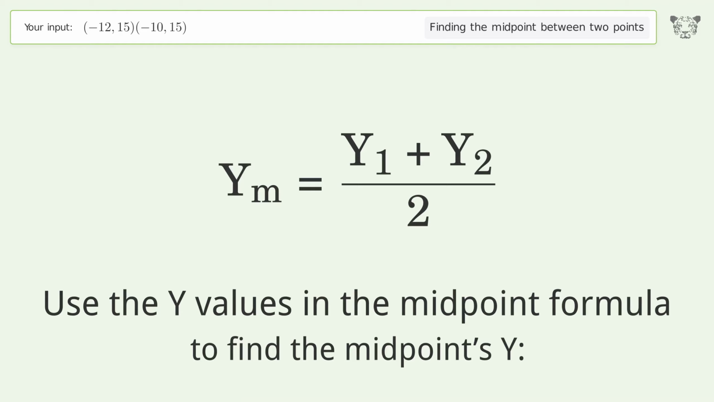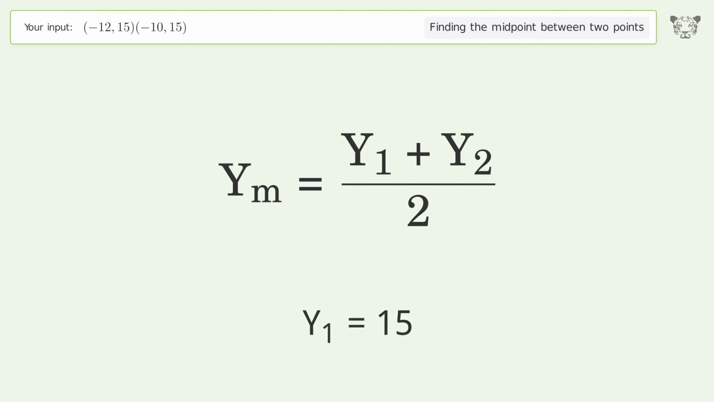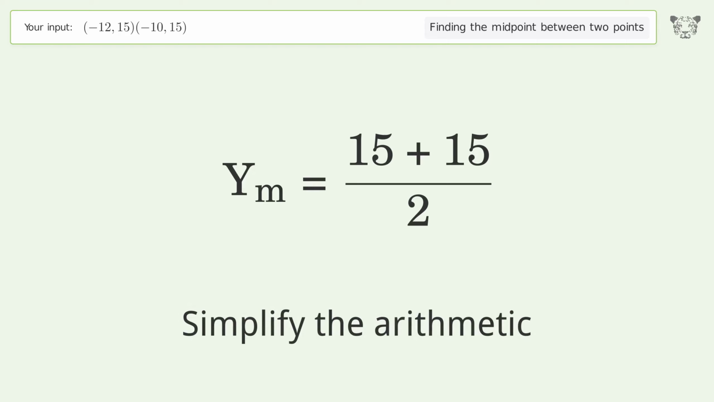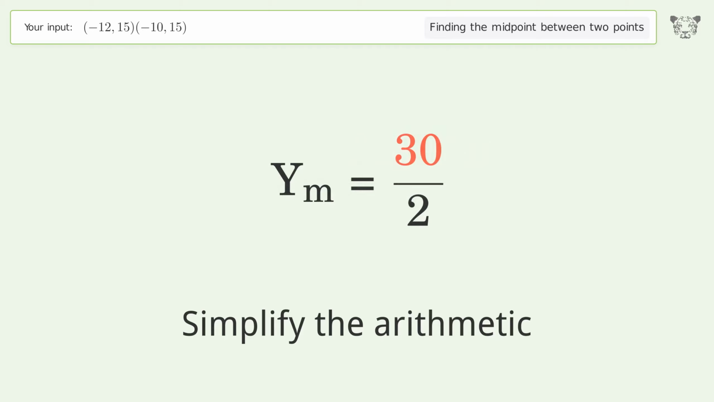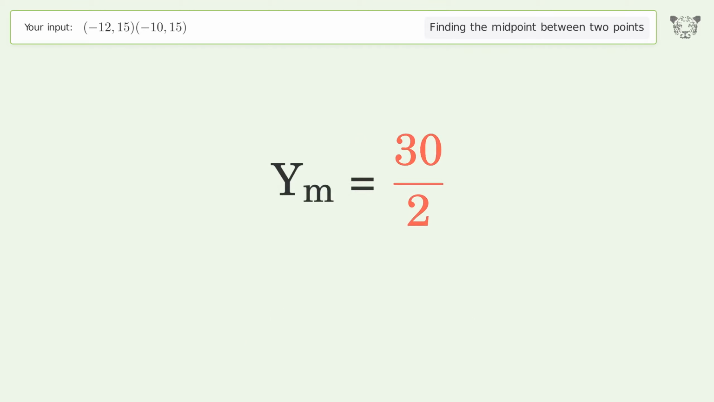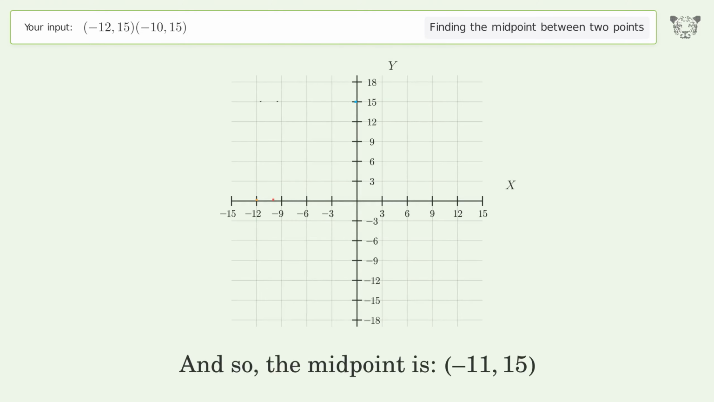Use the y values in the midpoint formula to find the midpoints y. y1 equals 15. y2 equals 15. Simplify the arithmetic. And so, the midpoint is, -11,15.